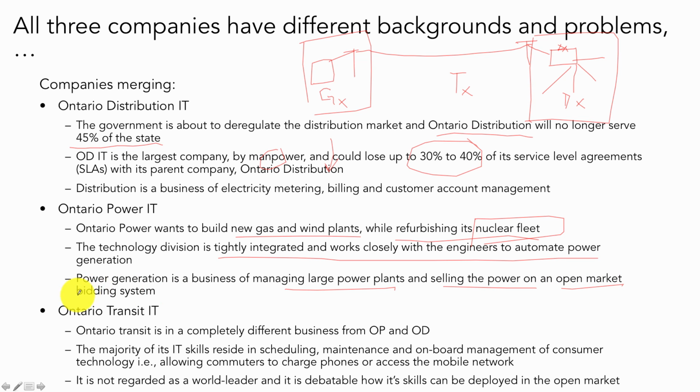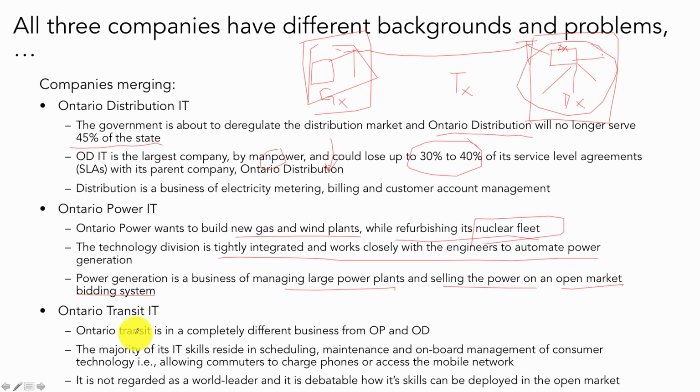Now, open market bidding system, you don't have to know what that is. It means that the price is set by the market and people are bidding to see how much they'll pay for it. Now, it's clear that Ontario Distribution and Ontario Power IT are basically in the same rough industry, electricity movement, but they're on opposite ends of the sort of value chain of electricity. So they are roughly similar.